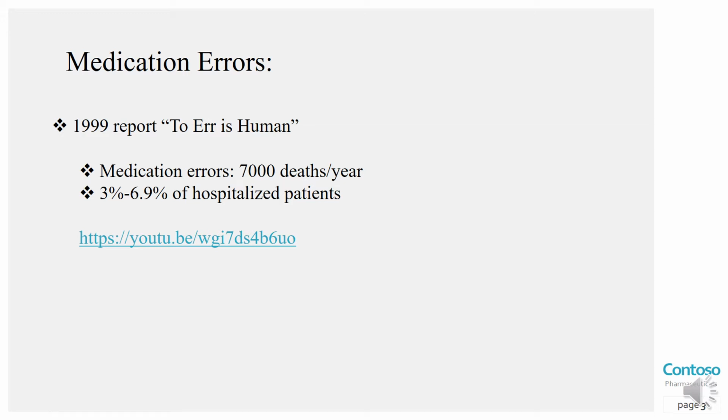The link provided to you will take you to an overview of the report called "To Err is Human," and then it provides you with links that you can click on to read the specific chapters in that report.